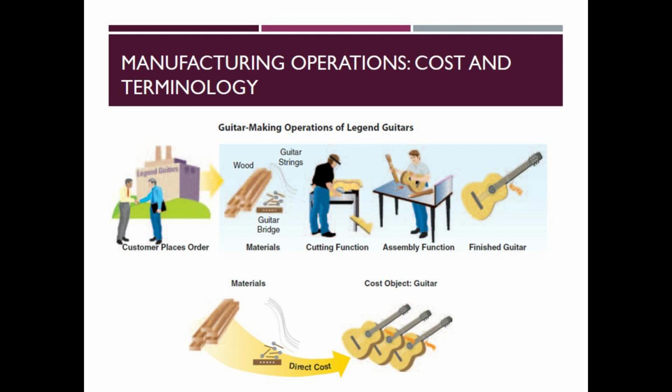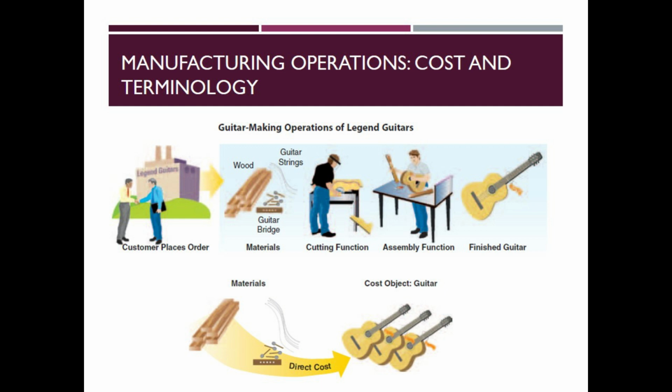The guitar making process starts with the customer placing an order for one guitar. Once that order is accepted, the manufacturing process would begin by obtaining the necessary materials. Those materials would then be converted by an employee into parts of the guitar, such as the neck and body of the guitar, out of the raw lumber, of course.